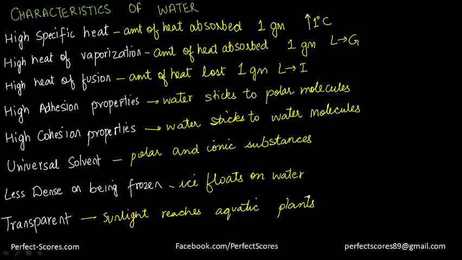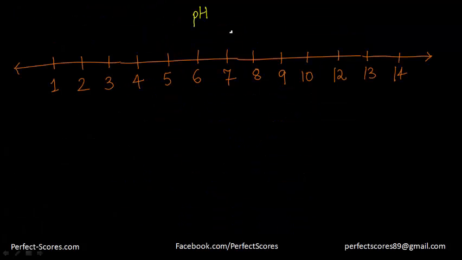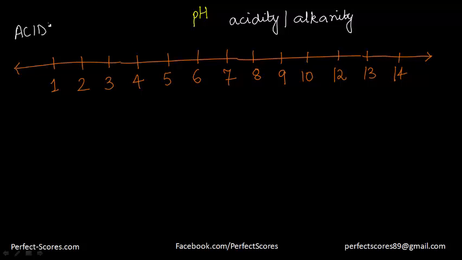The next important thing you need to know in this video is what is pH. So the word pH is actually a measure of the acidity or the alkalinity of any substance. So the lesser the pH value, the more acidic a substance is. The higher a pH value, the more alkaline the substance is.